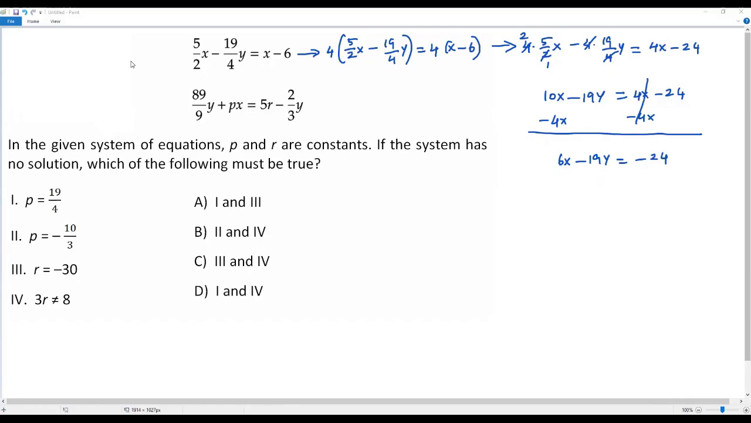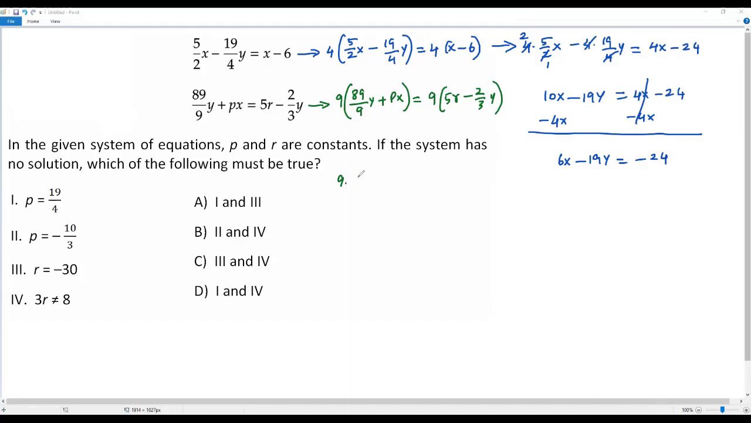Now let's do the same thing for the second equation. First we have to get rid of the fractional coefficients. The least common multiple of the two denominators, 9 and 3, is 9. So we can multiply both sides of this equation by 9. That is, 9 times 89/9 y plus px equals 9 times (5r minus 2/3 y). Now let's distribute this 9.